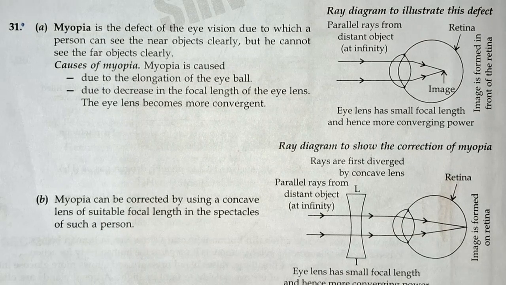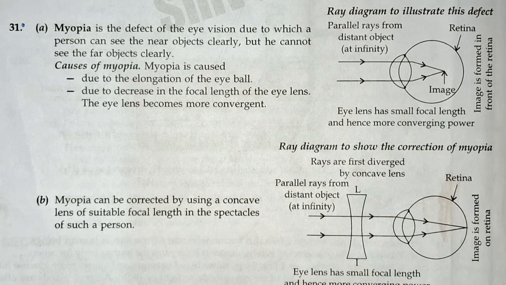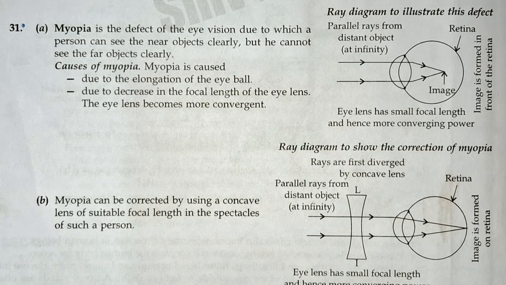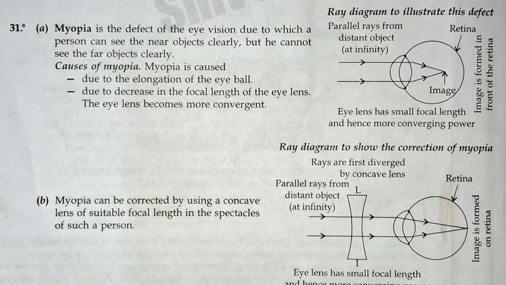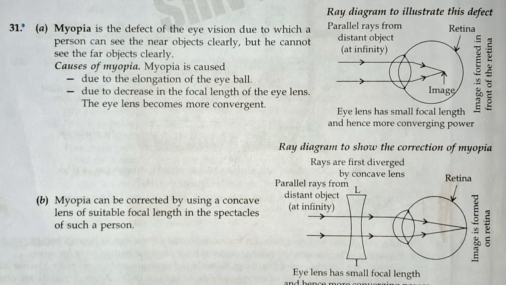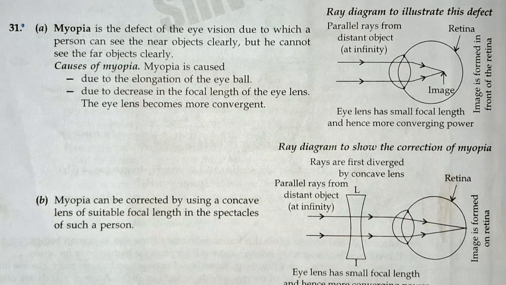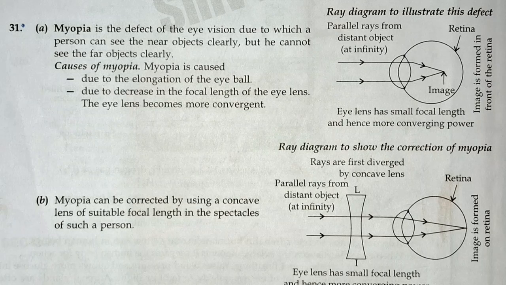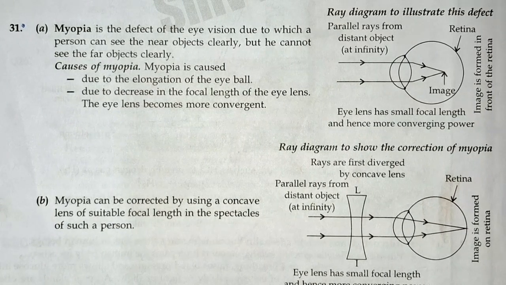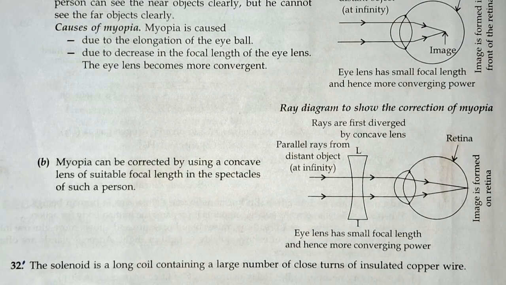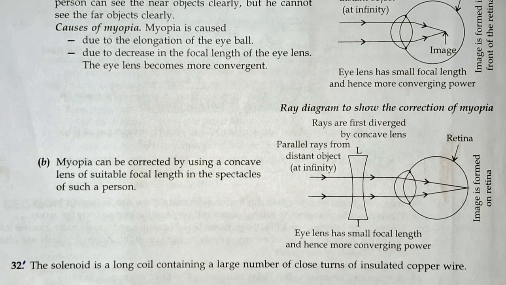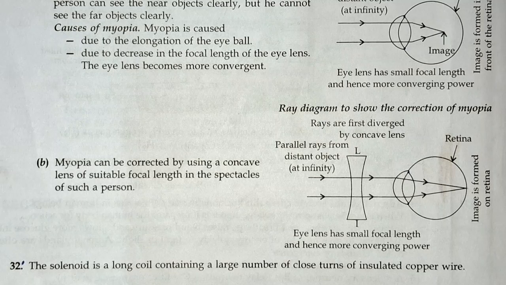Question number 31. Part A. Myopia is the defect of eye vision due to which a person can see the nearby objects clearly, but he cannot see the far objects clearly. Causes of myopia: myopia is caused due to elongation of the eyeball. Due to increase in the focal length, the eye lens becomes more convergent. Part B. Myopia can be corrected by using a concave lens of suitable focal length in the spectacles of such a person.